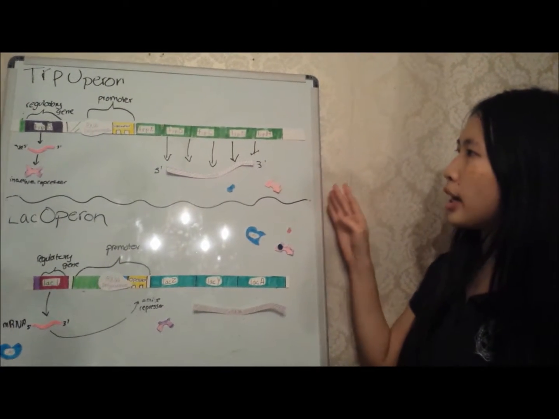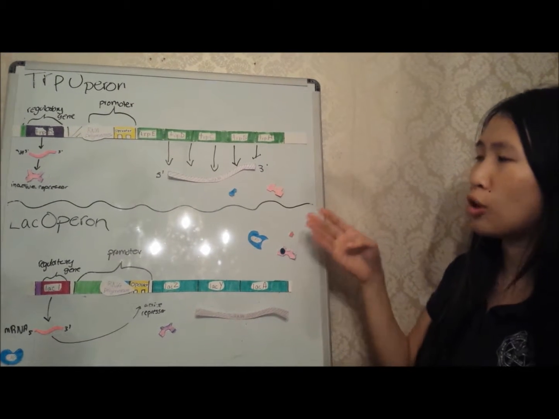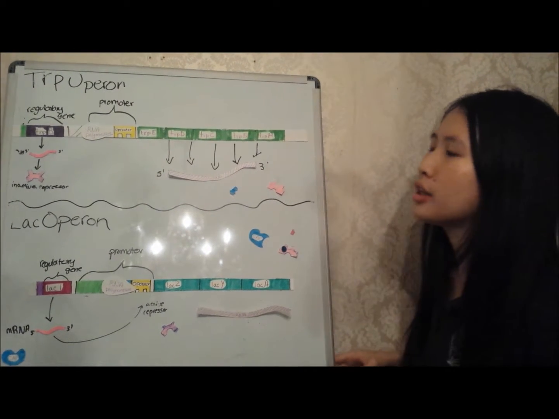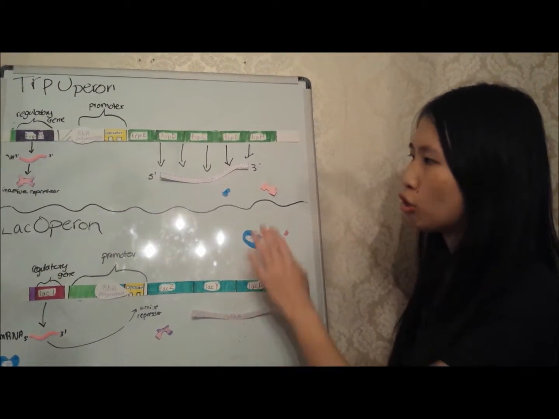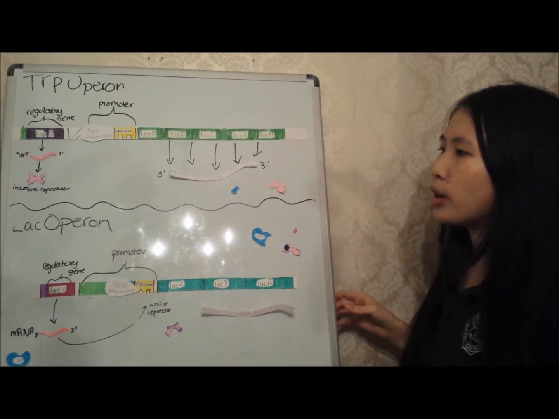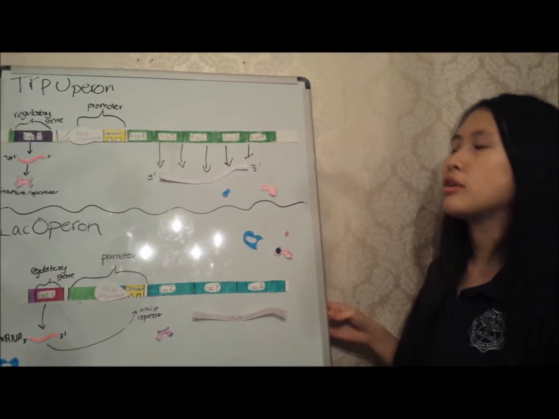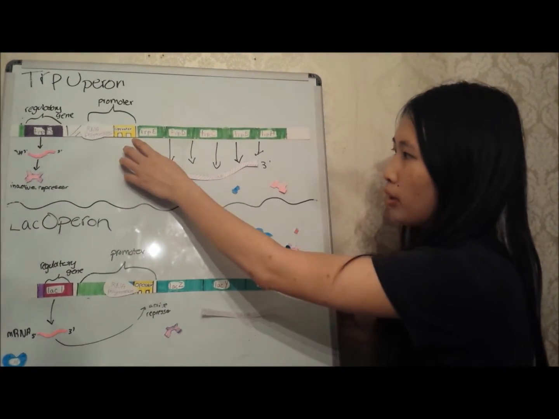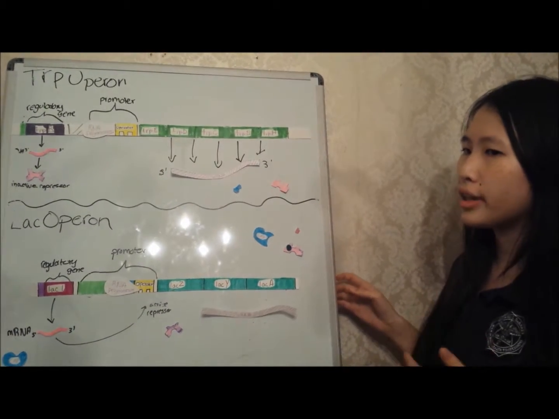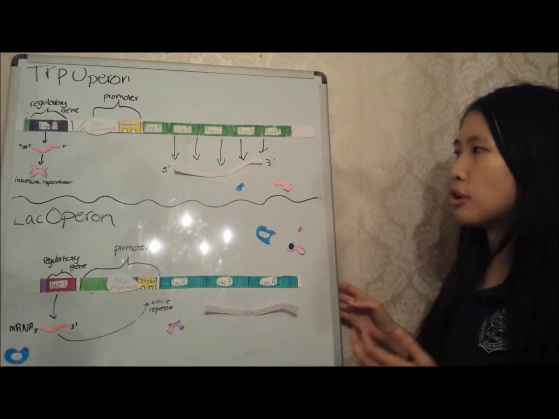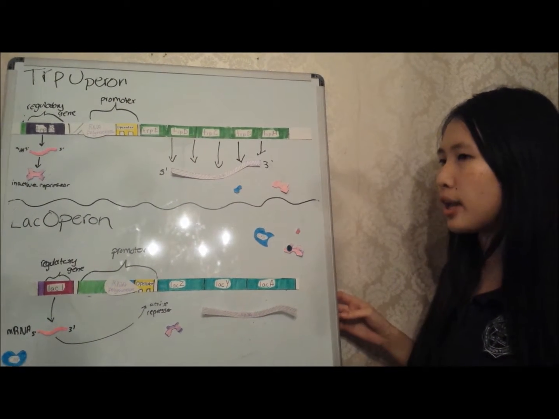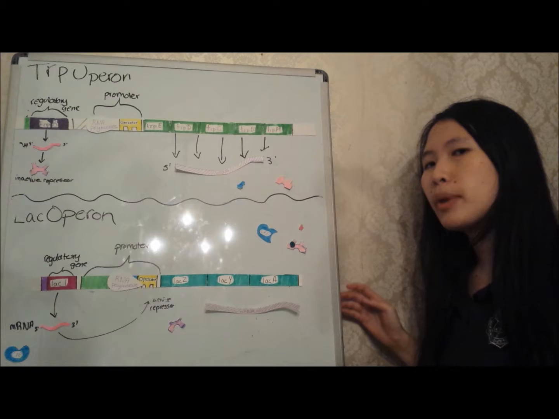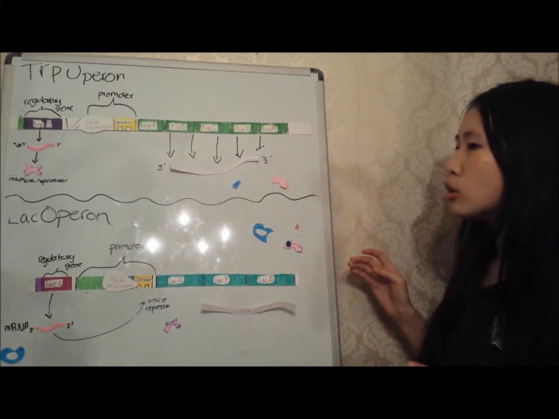The reason why the trp operon is always on is because the regulatory gene, which is a little bit upstream from the actual operon, codes for an inactive repressor. Now this inactive repressor is unable to bind to the operator, as you can see. And so there's nothing stopping the RNA polymerase from going on and transcribing the genes to make mRNA. Now the trp operon is regulated by negative feedback.